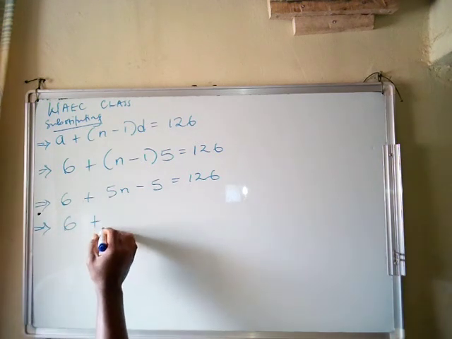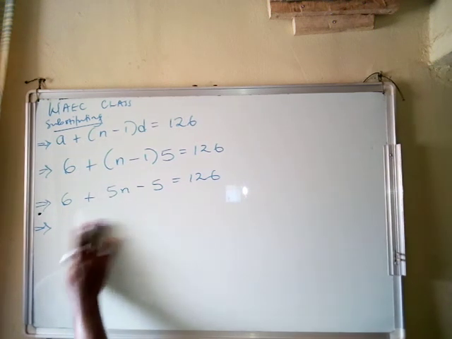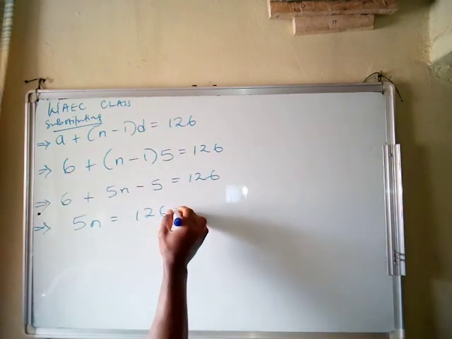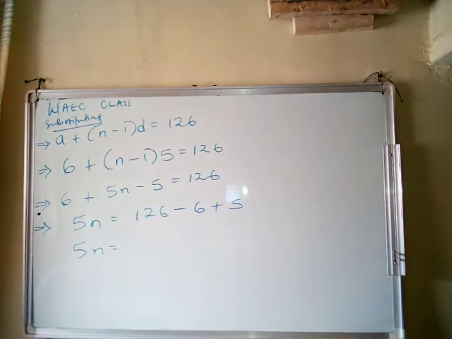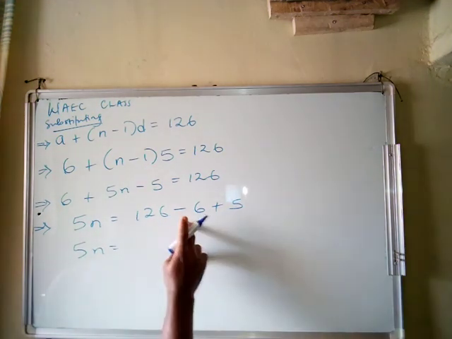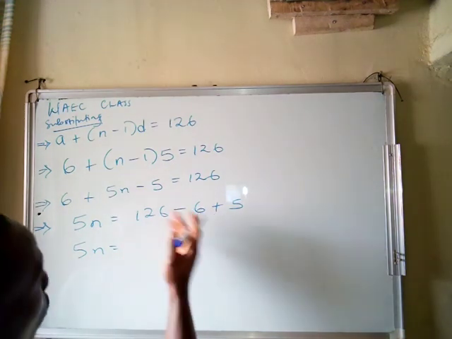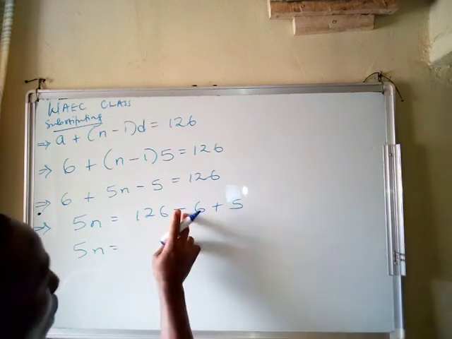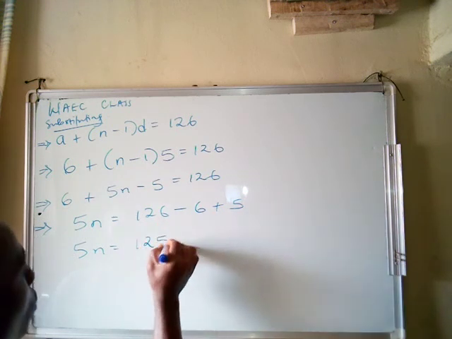So you have 5n is 126. So move all the whole numbers to the other side with their signs changing. So you have 5n is going to give you, so minus 6 plus 5 is going to give us minus 1. Or instead of that, you could say 126 minus 6 is 120, 120 plus 5, 125. Minus 6 plus 1 is minus 1. 126 minus 1 is still going to give you 125.